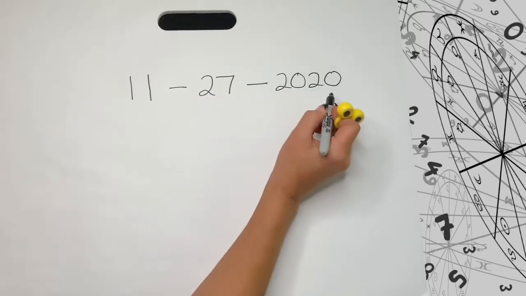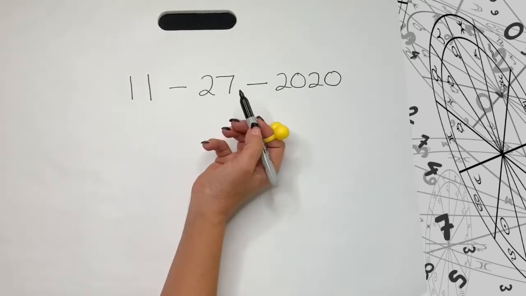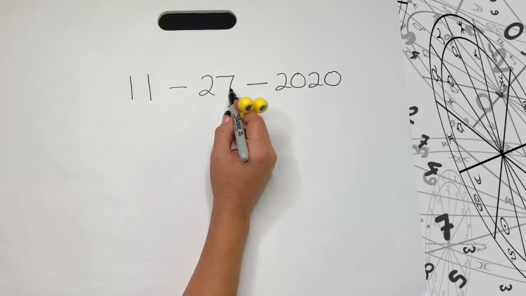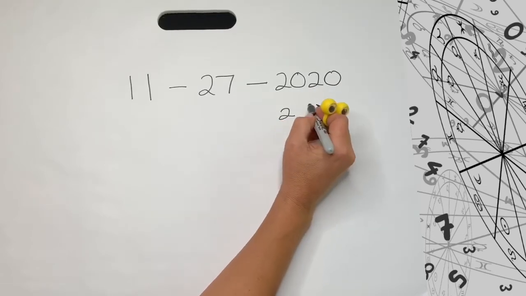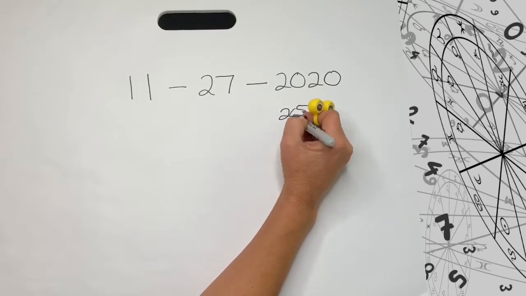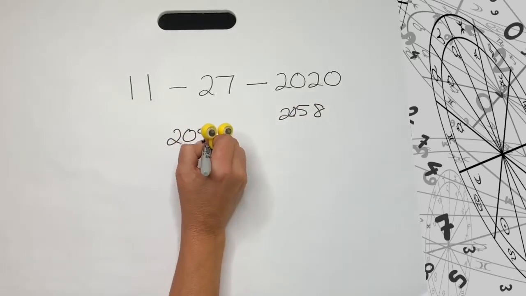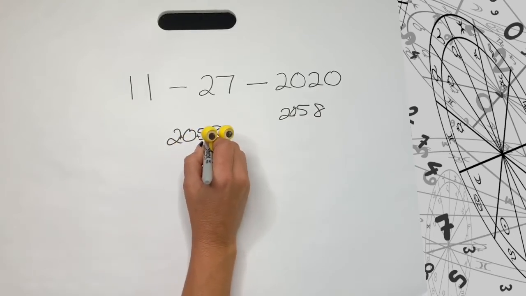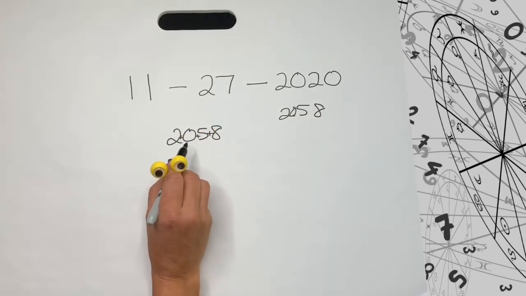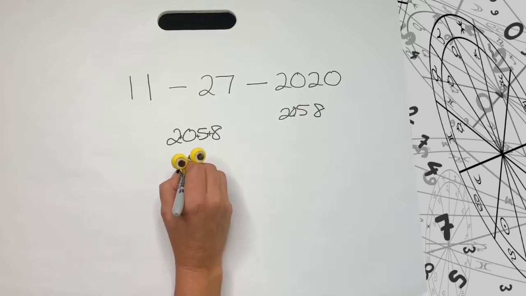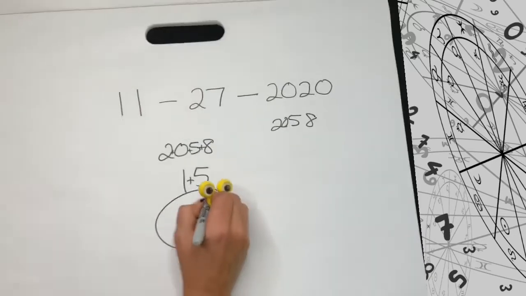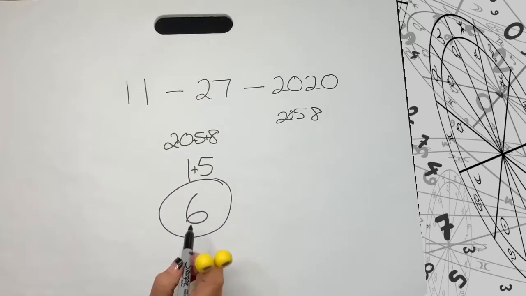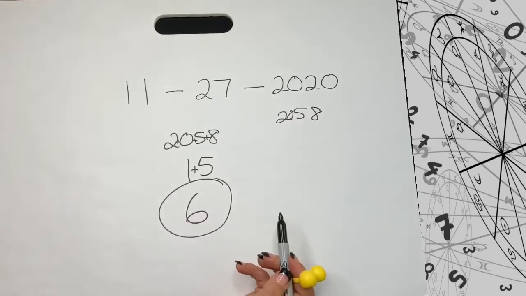So what we do is we add all these numbers together. So that's 11 plus 27, which is 38. 38 plus 2020 is 2058. We add all those numbers together. So 2 plus 0 plus 5 is 7, plus 8 is 15. We come up with 15. So we add those numbers together and we get 6. Your personal year number for the year of 2020 is 6.